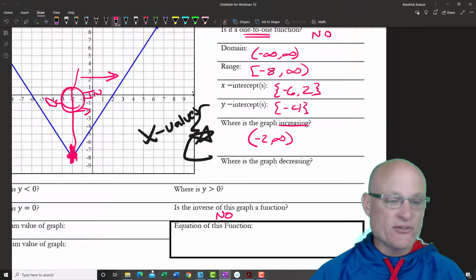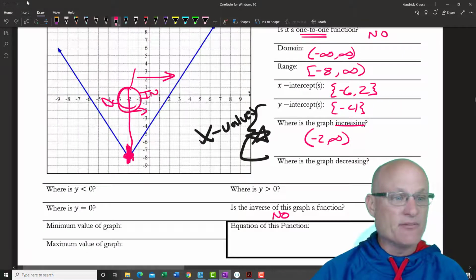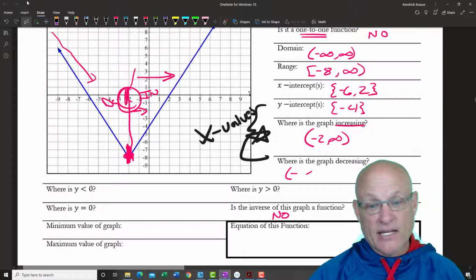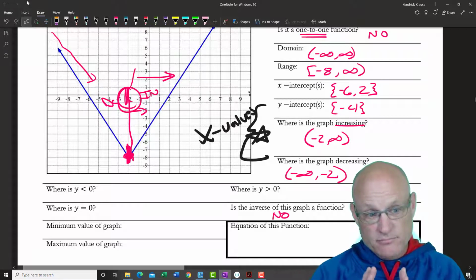Okay, where is it decreasing? Well, it's starting to decrease at -infinity and coming in this direction, and it stops decreasing when it gets to -2. So from -infinity to -2, do not include the vertex. Okay.